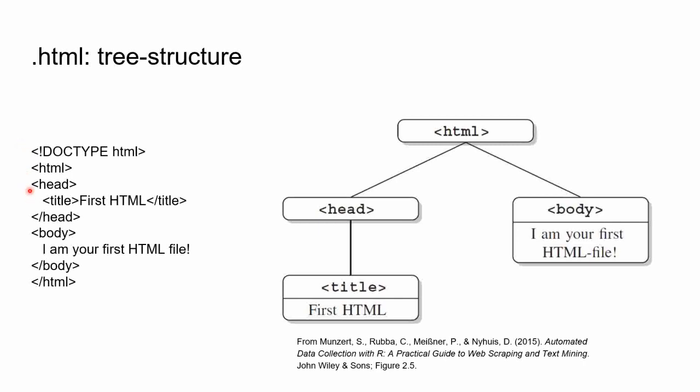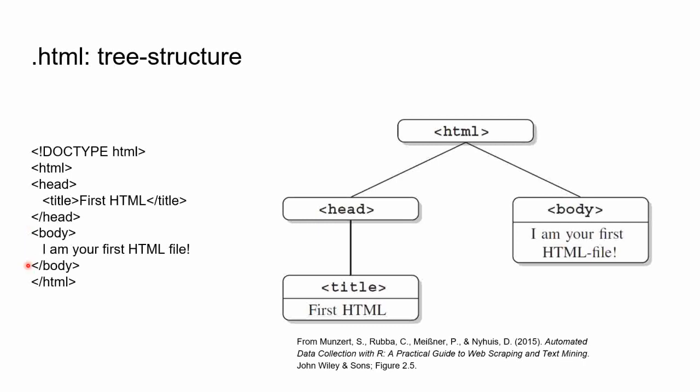The next, head. This section is like the brain. It contains information about the document, but not the content people see directly. In this case, it holds a title tag. And the title tag is simply naming the document. Here the document is called first HTML.